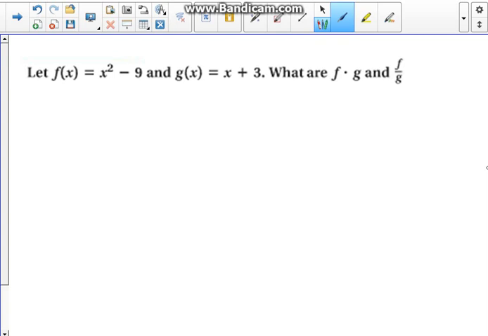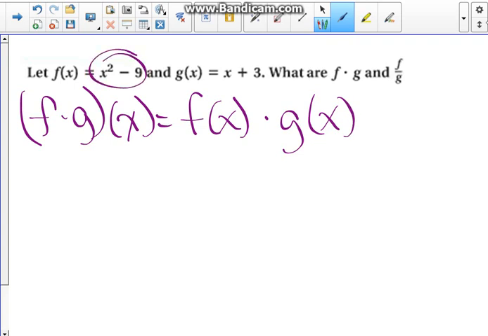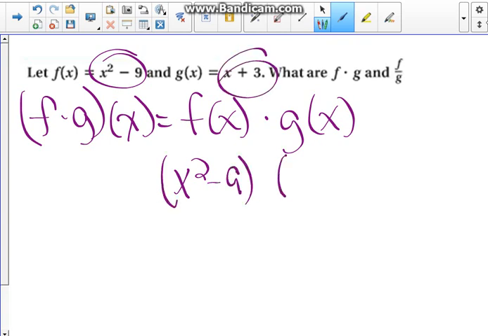Okay, and we're on 6.6, problem 2. It says let f of x equal x squared minus 9 and let g of x equal x plus 3. What are f times g and f divided by g? Well, we're going to start with our notation. So we're going to say that f times g of x is equal to f of x times g of x. All right, and then we're going to replace that with f of x is x squared minus 9, and g of x is x plus 3.